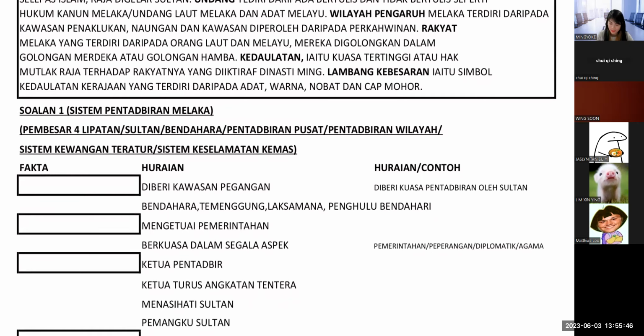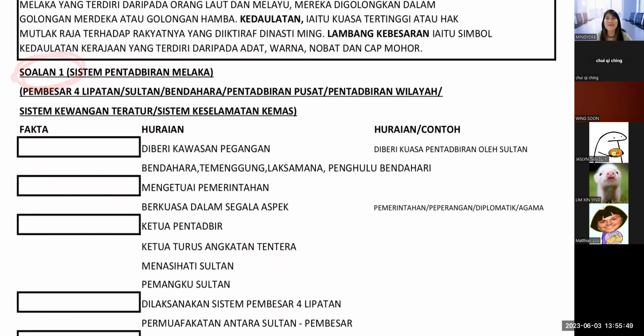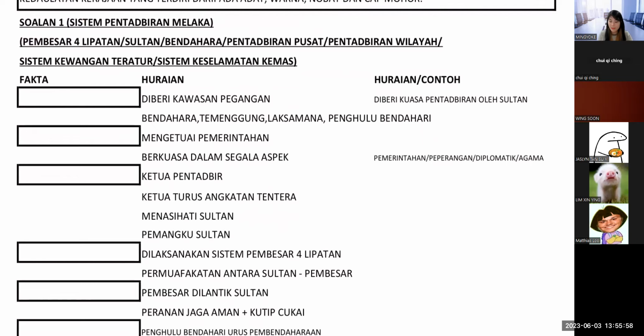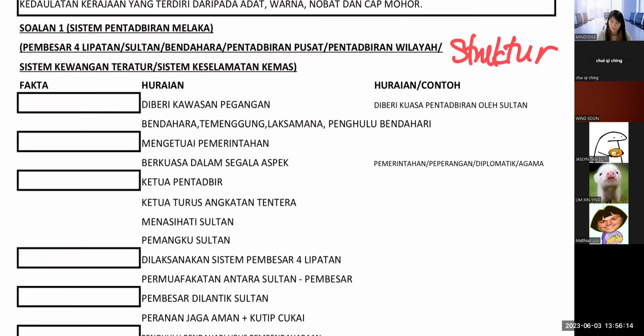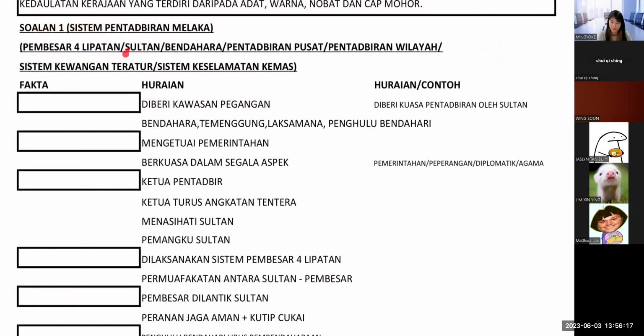Okay. All right, now. So now let's continue on. Okay, Li Ming. Let's continue. Another question is, according to sistem pentadbiran Melaka, guys. According to sistem pentadbiran Melaka, remember we are known as sistem pembesar empat lipatan. So you have to practice again all the key soalan, key jawapan. For example, according to this one, they structure most likely coming out. So the pembesar empat lipatan, then you have to start practicing.